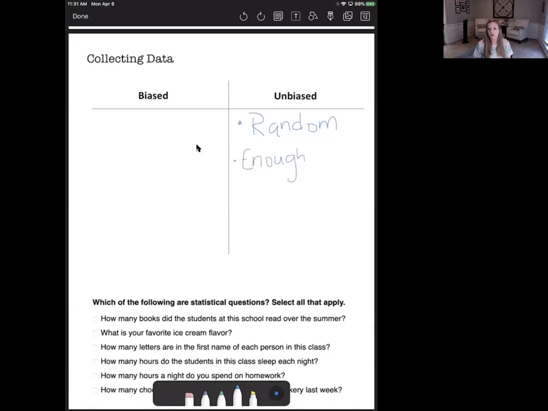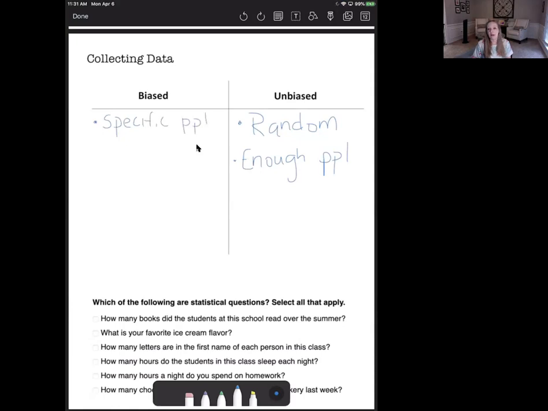So let's use our school. We have about 700 people in our school. I wouldn't want to survey every single person in the school, but if I only survey 10 people, that's a very small amount, and that's not really going to give me a good idea of how the actual school feels. So if I'm being biased, I'm going to ask specific people.